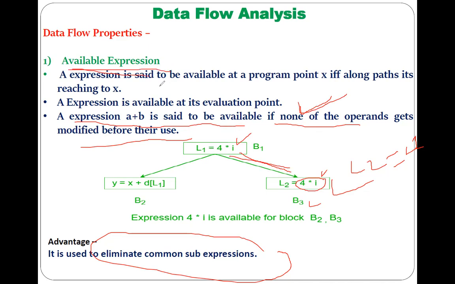Because the concept of availability of expression says what? An expression is said to be available at a program point X if along the path it is reaching X without modifying its operand. That is the reason it is being said. It is advantageous for what purpose? To eliminate the common sub expression. So you can eliminate the common sub expression here because you know 4 into I is available at B3, and 4 into I is a common sub expression.